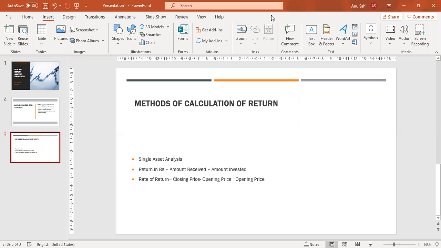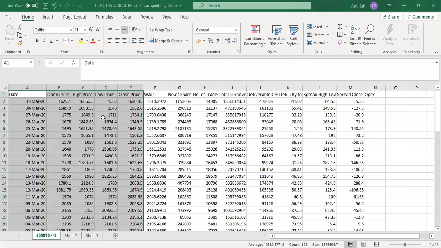So let me start with my Excel. We will continue with the same historical data that I discussed in my earlier video, that is of HDFC. I have taken the data in the Excel format. This is the data which I have downloaded. When I download the data, you see there are many things that have been downloaded, but I would be requiring only the closing price.